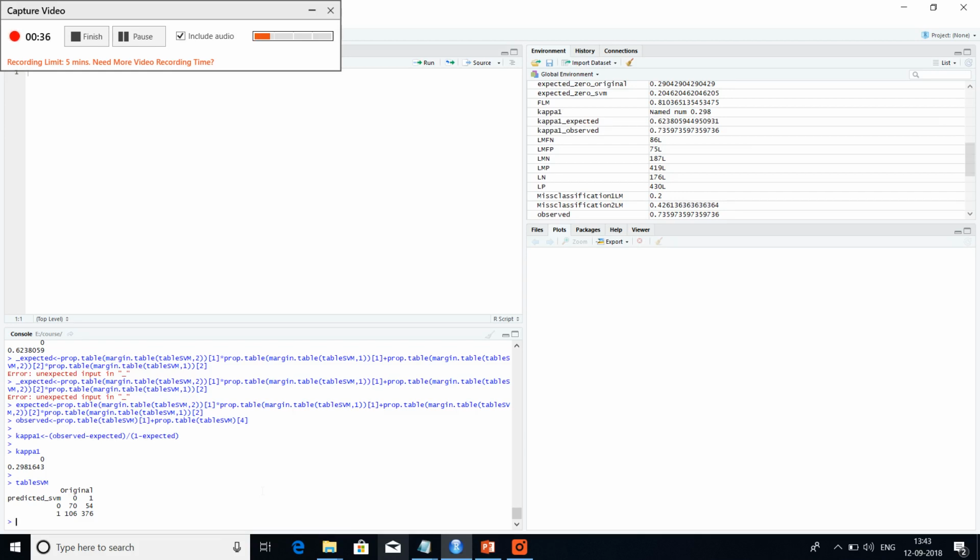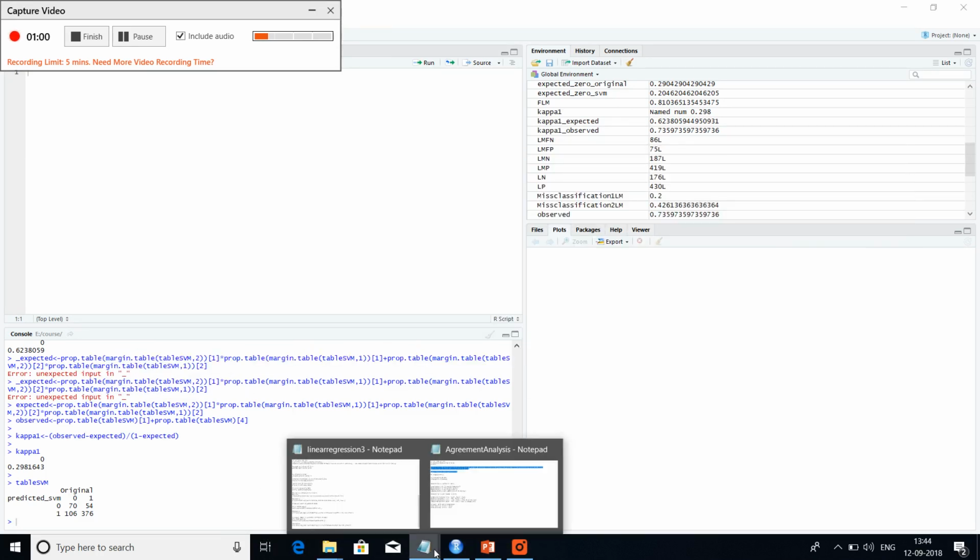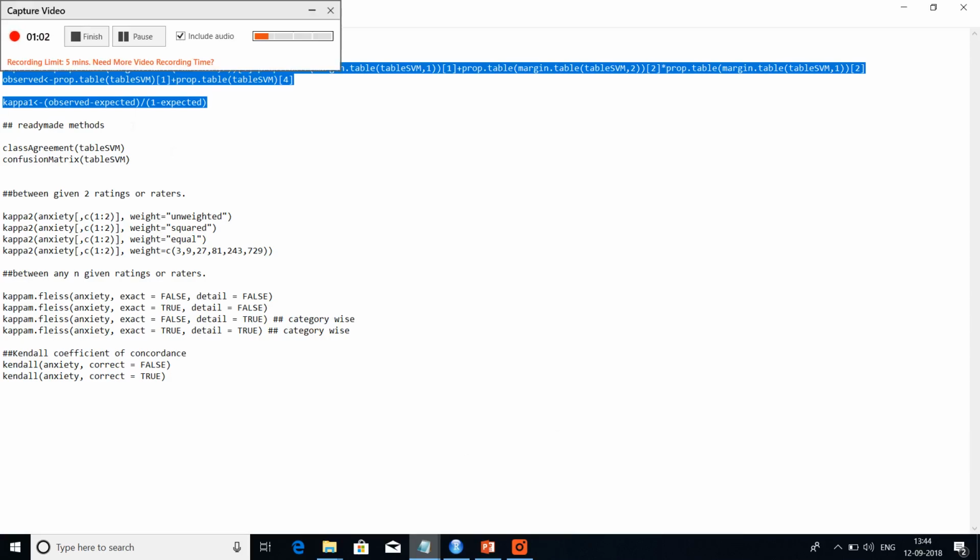So we need to find out whether, if the original value tends to be 0, my predicted outcome also tends to be 0. And similarly, if my original outcome tends to be 1, does my predicted outcome also tend to be 1? Right? So that's where we measure the agreement. And a simple way to do that is to estimate the kappa statistic.